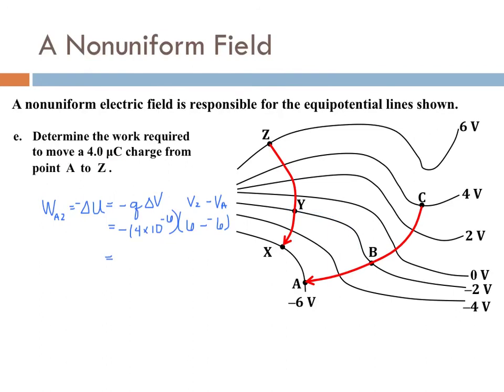In this example, we're asked to determine the work required to move a 4 microcoulomb charge from A to Z. Again, A is here, Z is here. So the same work equation. Remember, it's final minus initial. You should get a negative 4.8 times 10 to the negative 5 joules.